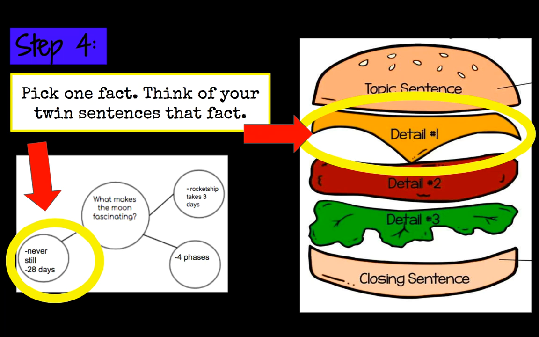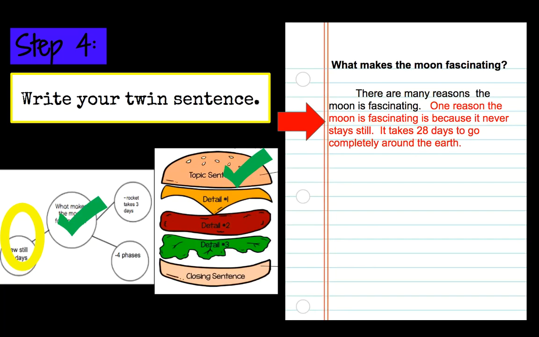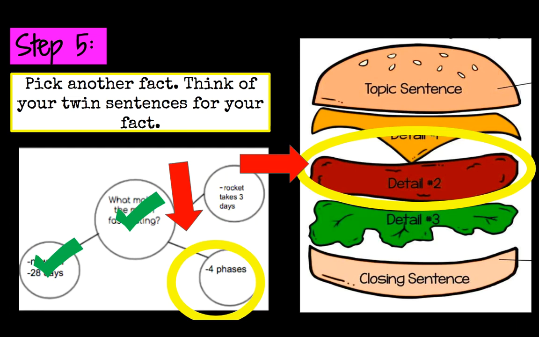Let's see how it would look in my writing. One reason the moon is fascinating is because it never stays still. It takes 28 days to go completely around the earth. I'm done with my first fact. I can put a check on it. Let me move on to my next fact.